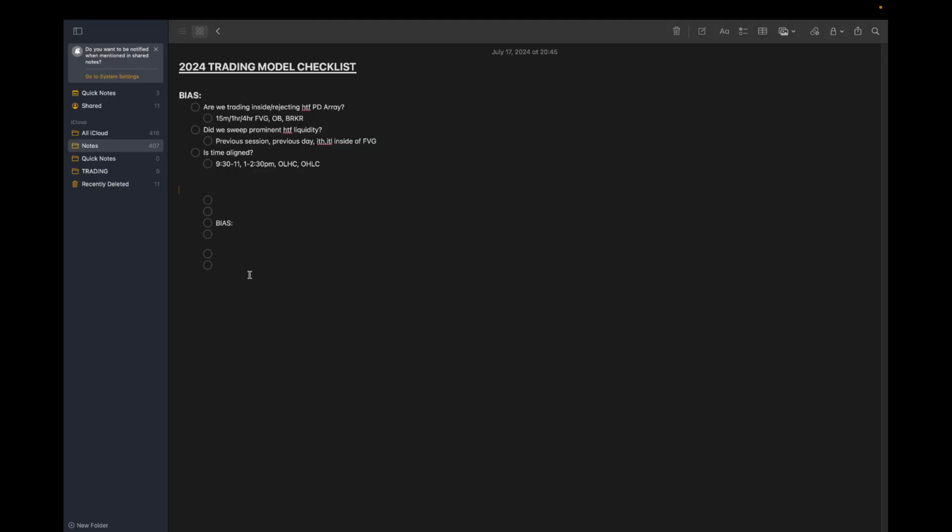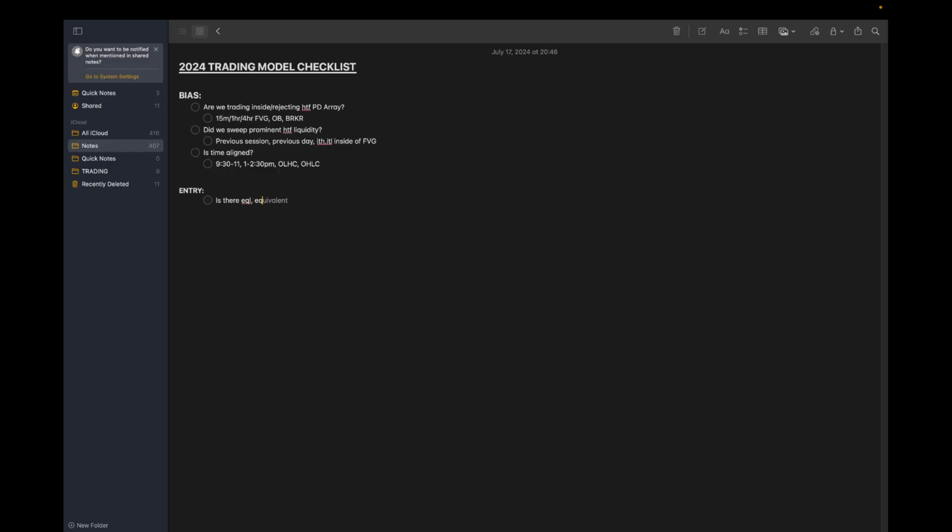Now let's go into entry, okay? Your entry. For your entry, and again, this is for my discretionary model. This is a checklist that I guess I'm just making right now, but this is what I would use if I were to use a checklist. This is what I basically use in my head.